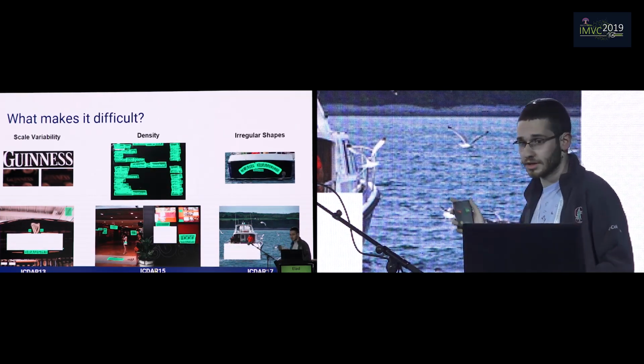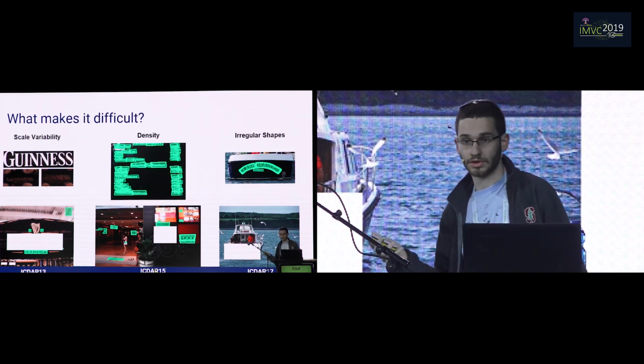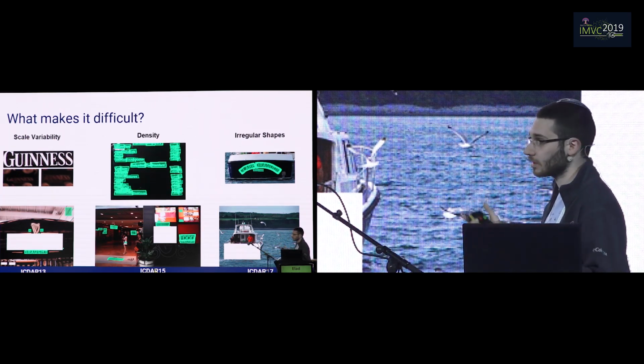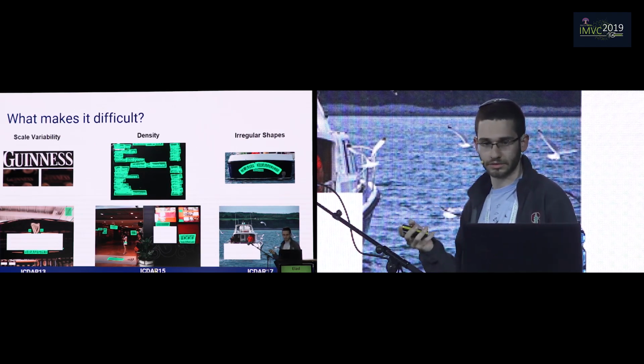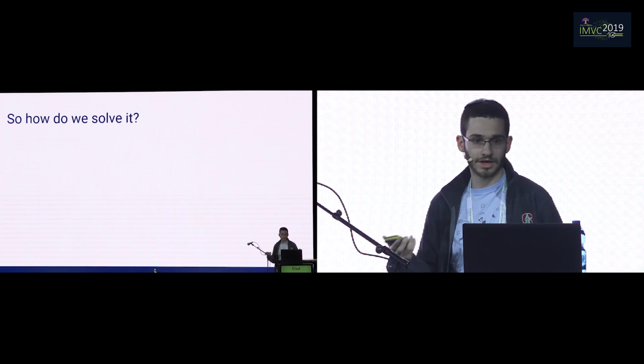And the last challenge, which is not the focus of our talk, is irregular shapes. Working with not only bounding boxes, but also polygons and rotated shapes is more difficult. Hopefully I've convinced you that text detection is interesting and not really easy to solve.